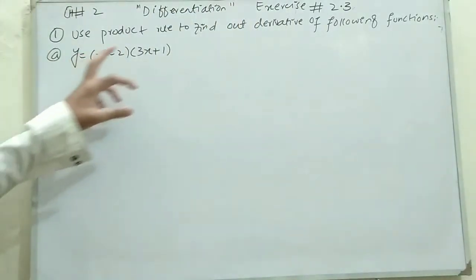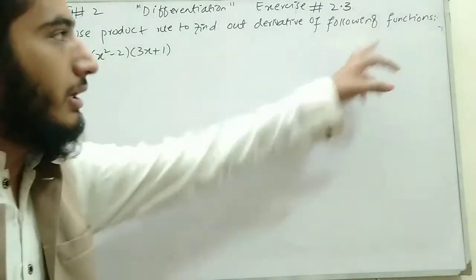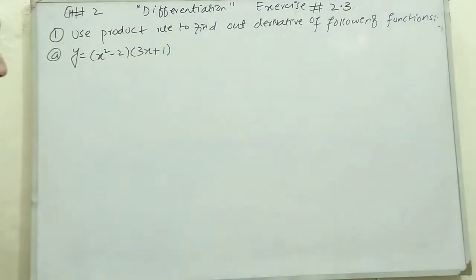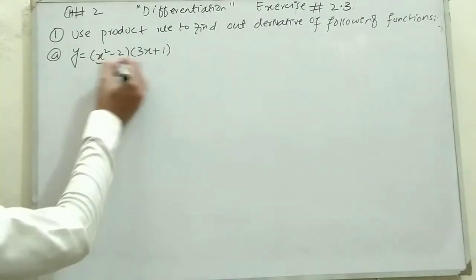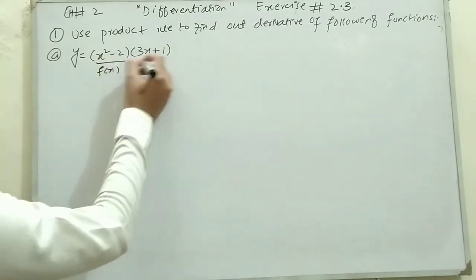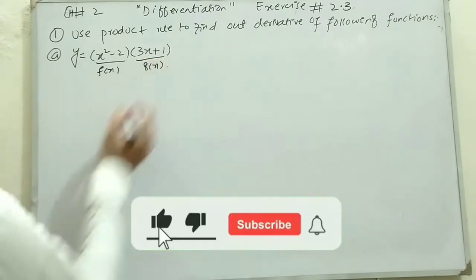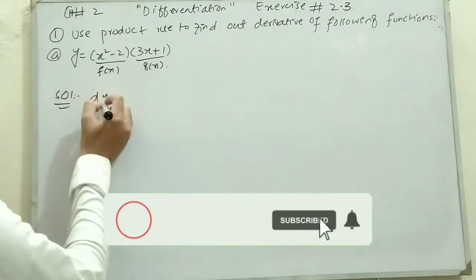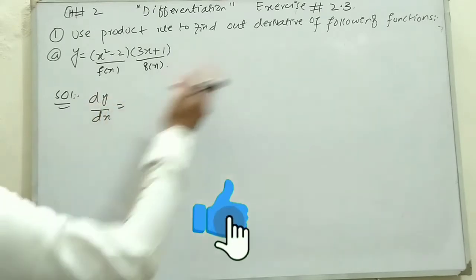It tells that use product rule to find out the derivative of the following function. Part 1 is y is equal to x square minus 2 multiply 3x plus 1. Let's suppose this is the first function f of x and this is the second function g of x. So move towards the solution. Here we are going to find the derivative.